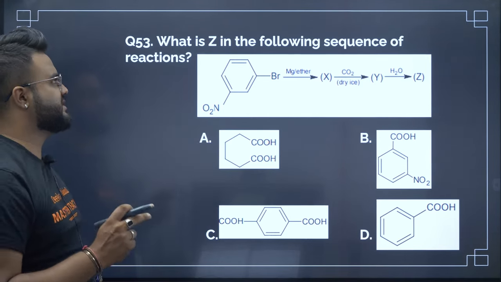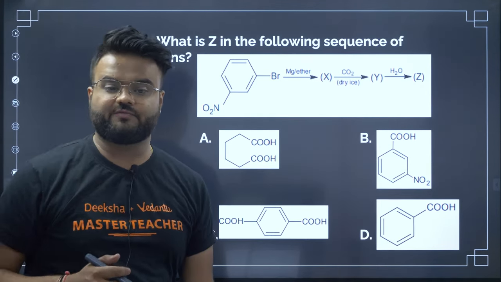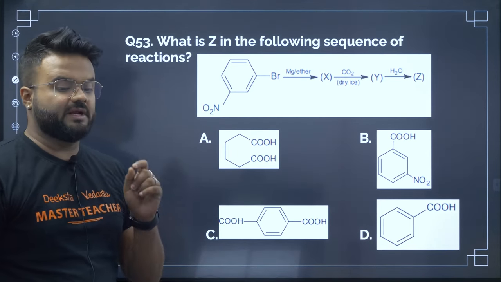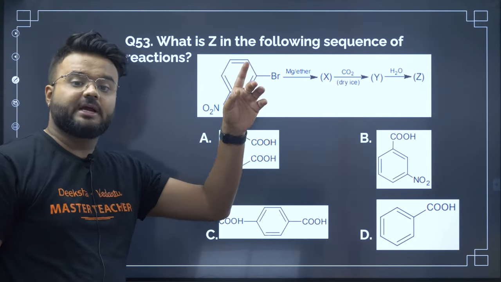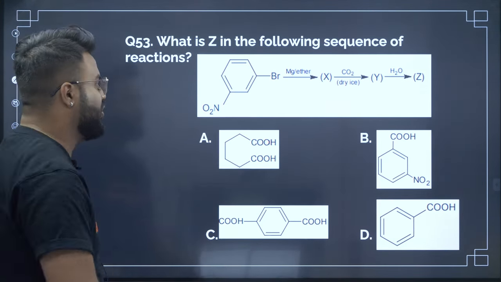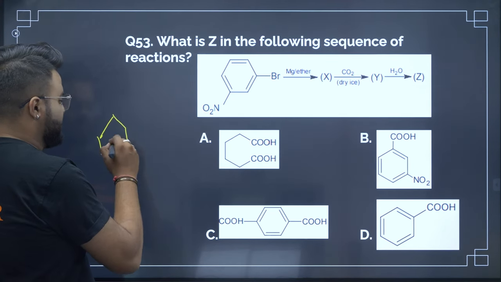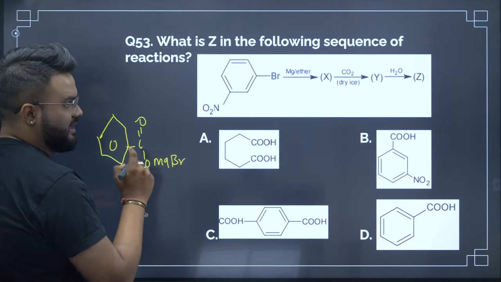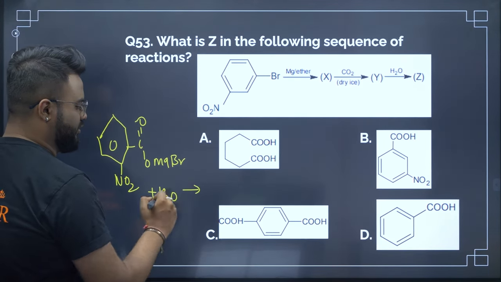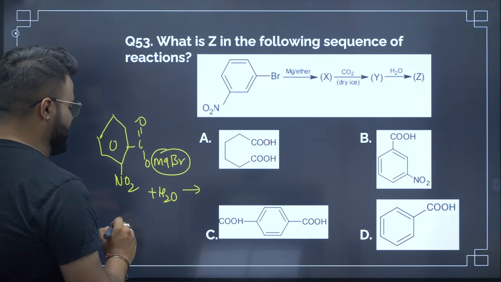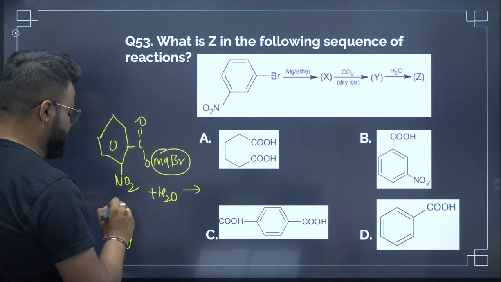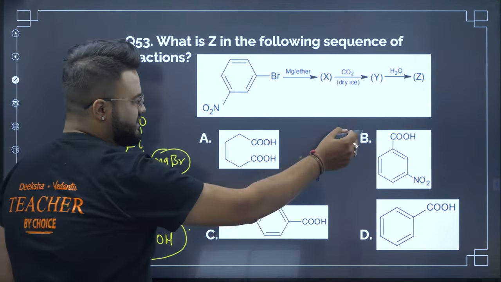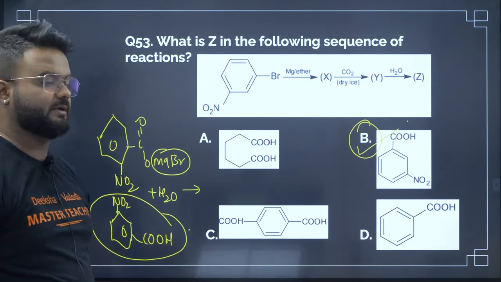What is Z in the following sequence of reactions? That is meta-bromonitrobenzene, when it reacts with magnesium and ether, it forms a Grignard's reagent. Grignard's reagent when it reacts with a carboxylic acid forms an adduct, that is an intermediate, C double bond O, OMgBr. It forms with the nitro, which is unstable. It reacts with water to form dash, that is nothing but it will remove this. Therefore, that is nothing but your nitrobenzene carboxylic acid, that is NO2, and it will be COOH here. Therefore, option B will be your correct answer.